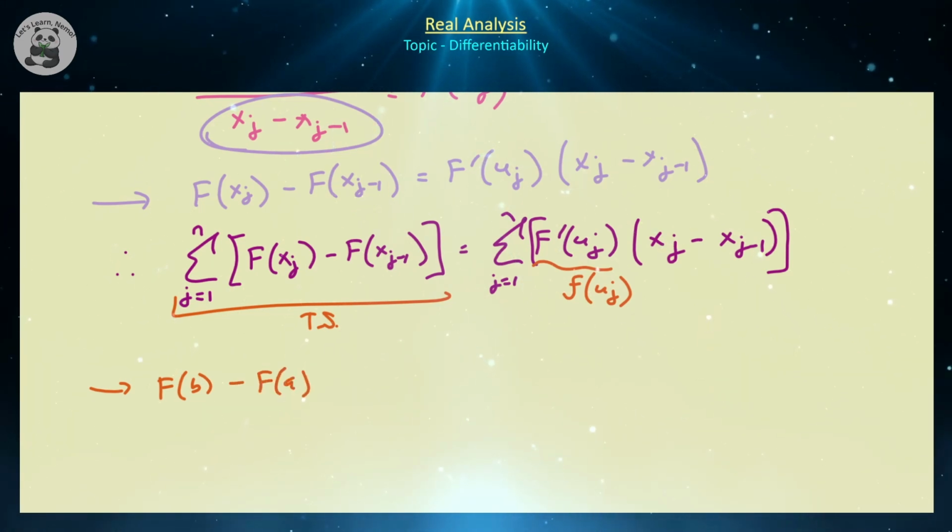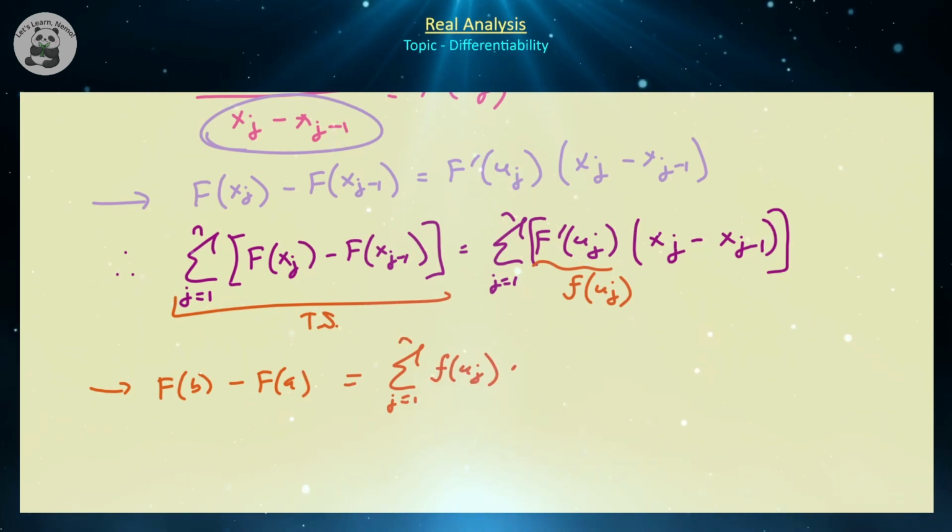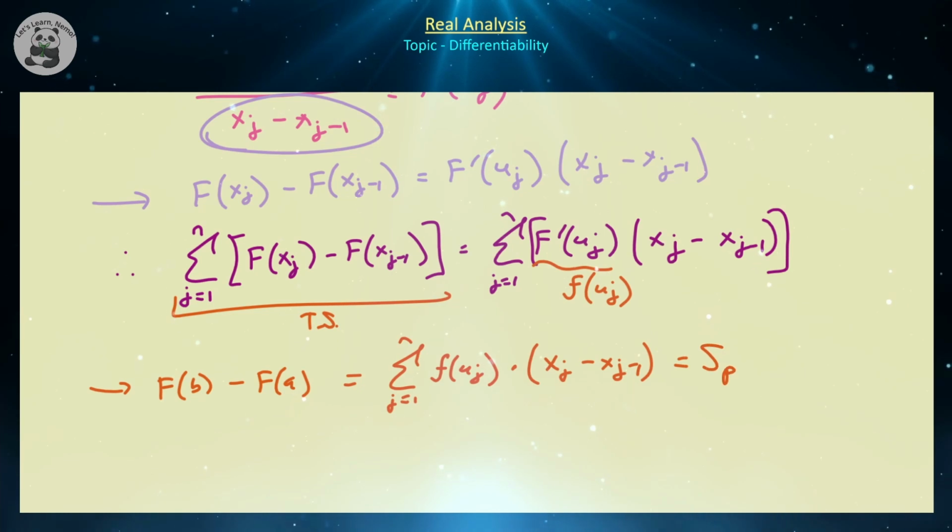And the proof of that is actually not too difficult, because keep in mind, the x_j form a partition of [a, b]. So once we have that, we have F of b minus F of a equal to the sum from j equals 1 to n of f of u_j times the length of the associated subinterval, x_j minus x_{j-1}, and that is precisely just a Riemann sum for f.